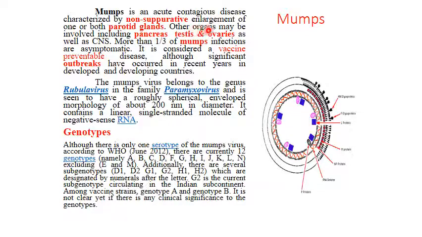The mumps virus belongs to the genus Rubulavirus in the family Paramyxoviridae and has a roughly spherical enveloped morphology of about 200 nanometers in diameter. It contains a linear single-stranded molecule of negative-sense RNA.